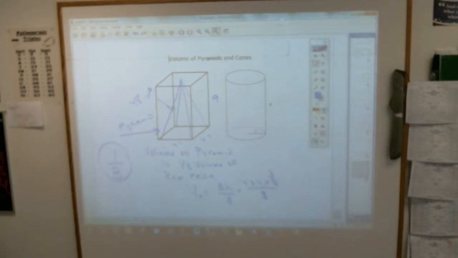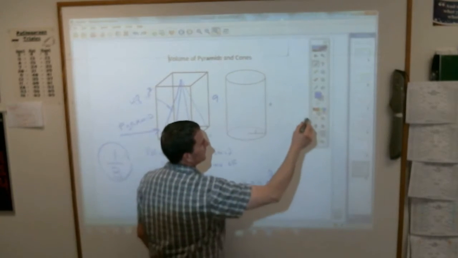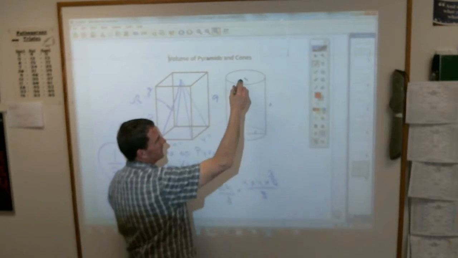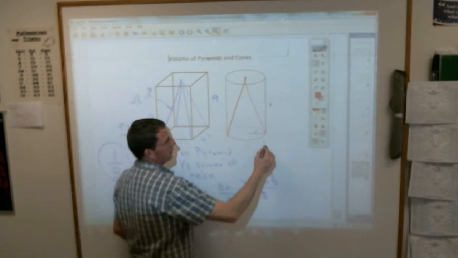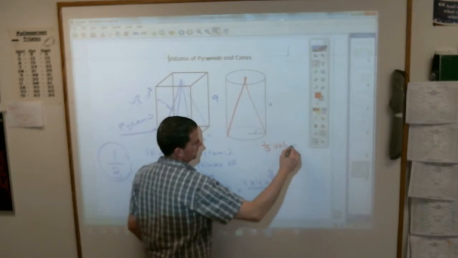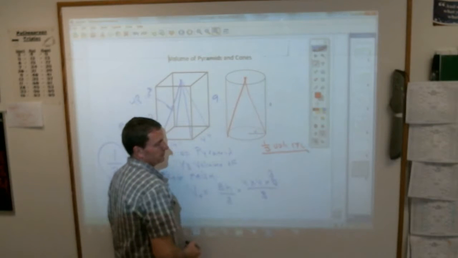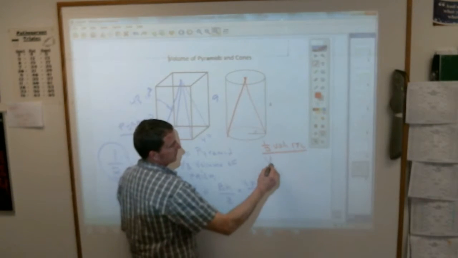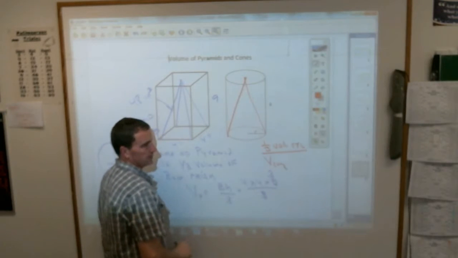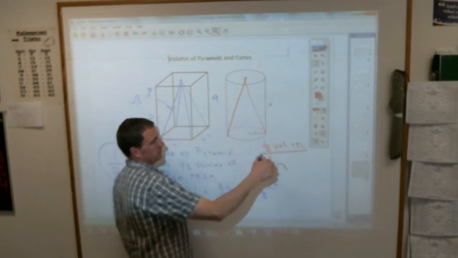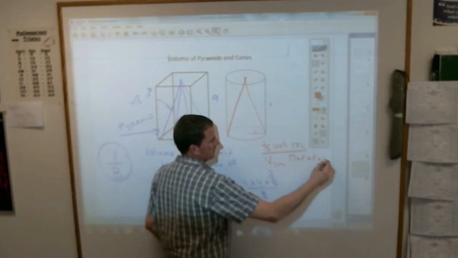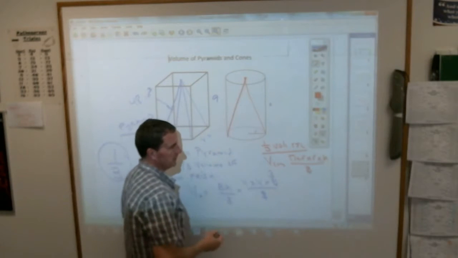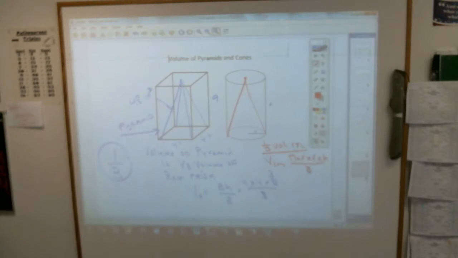And the same thing, believe it or not, is true of a cone. A cone is formed if you put a little dot right there and draw your little lines down here. A cone is 1/3 the volume of a cylinder. So you can write down that formula. How do you find the volume of a cylinder? Area of the circle times the height. So the volume of a cone is pi times radius squared times height, all divided by 3, cut into thirds.